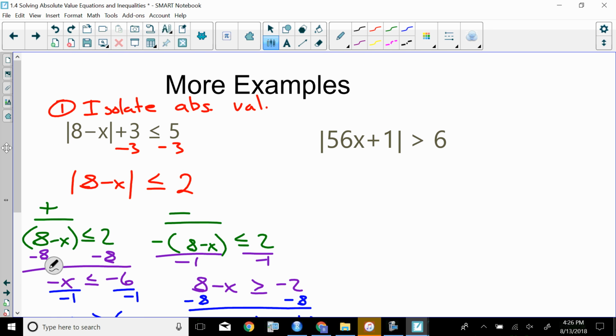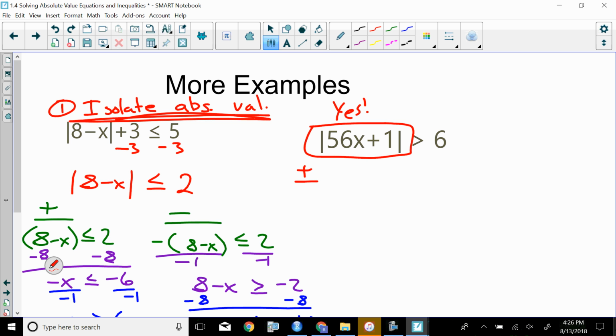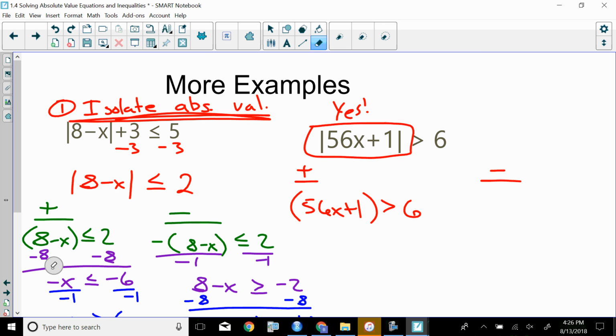Now let's try this other one over here. I said to isolate the absolute value first. Is it isolated here? Well, it appears that this whole thing is by itself, so yes, it's isolated. Great, then I just need a positive version and a negative version. It's 5/6 x plus 1, absolute value. This is when you're splitting it up, so I have the positive version, and this is the negative over here.